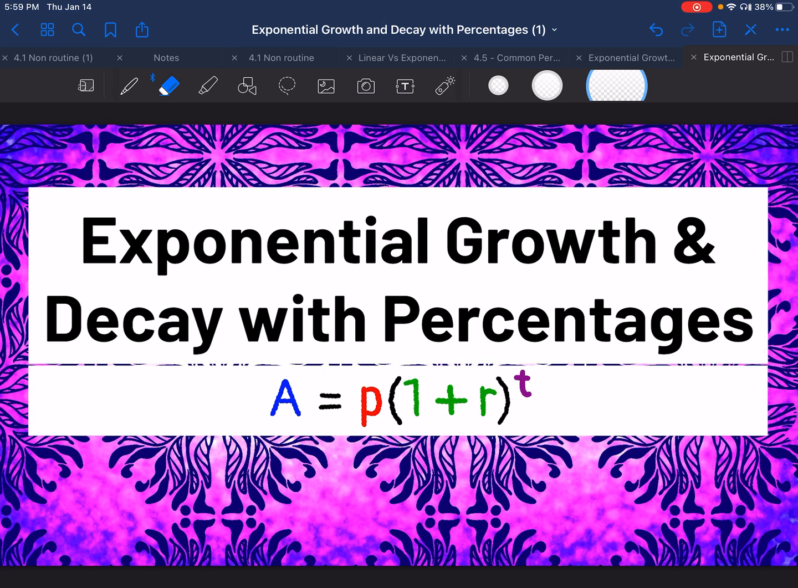Today we're going to be talking about exponential growth and percentages. We're going to save decay for next time. So let's get started.